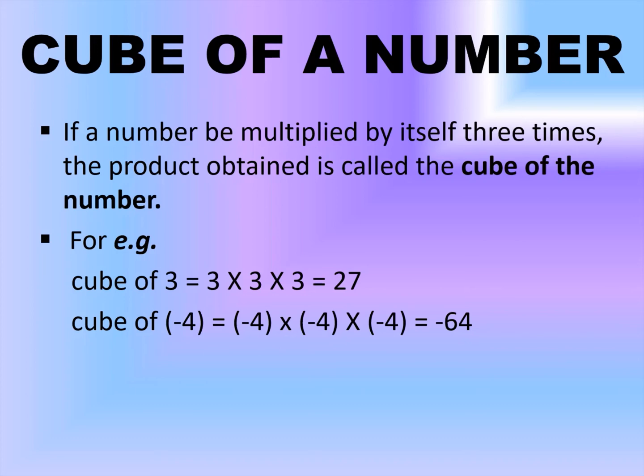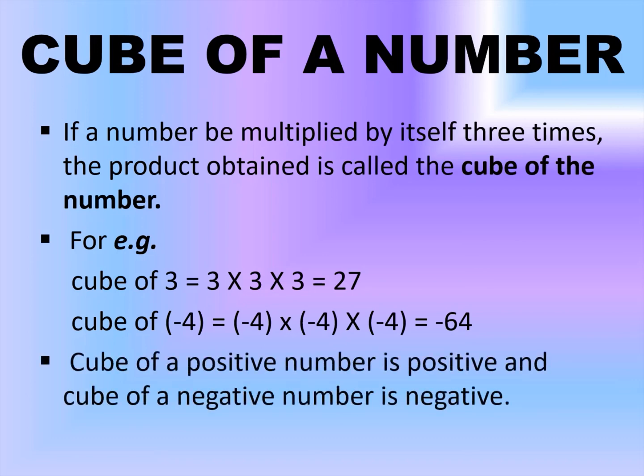We will take another example. Cube of minus 4. To find the cube of minus 4, we will multiply minus 4 by itself 3 times, which will give us minus 64 as a product. Always remember that cube of a positive number is always positive and cube of a negative number is always negative.